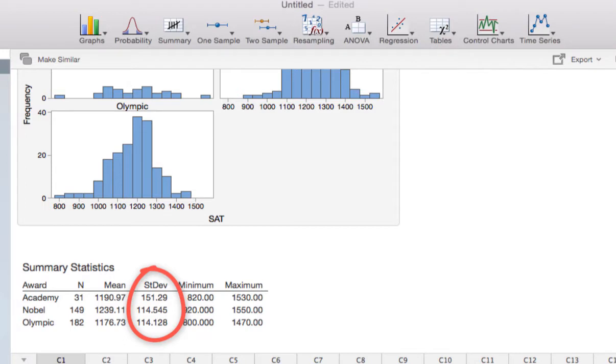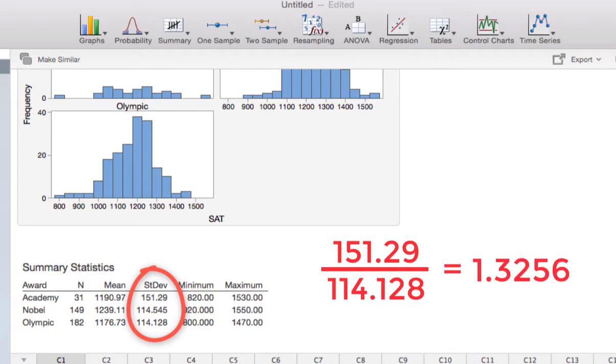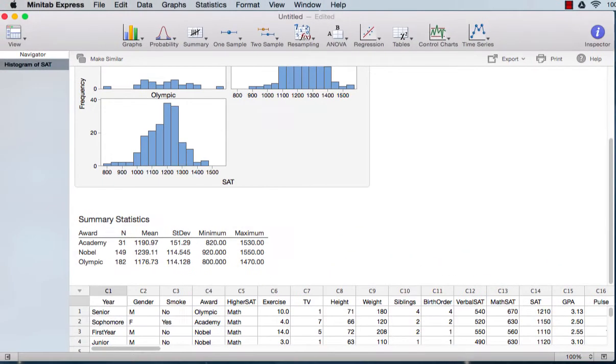The largest standard deviation is 151.29, and the smallest standard deviation is 114.128. 151.29 divided by 114.128 gives us a ratio of 1.3256. Our largest standard deviation is not more than twice our smallest standard deviation, so this assumption has been met. With all three assumptions met, we can go ahead and conduct our one-way analysis of variance.